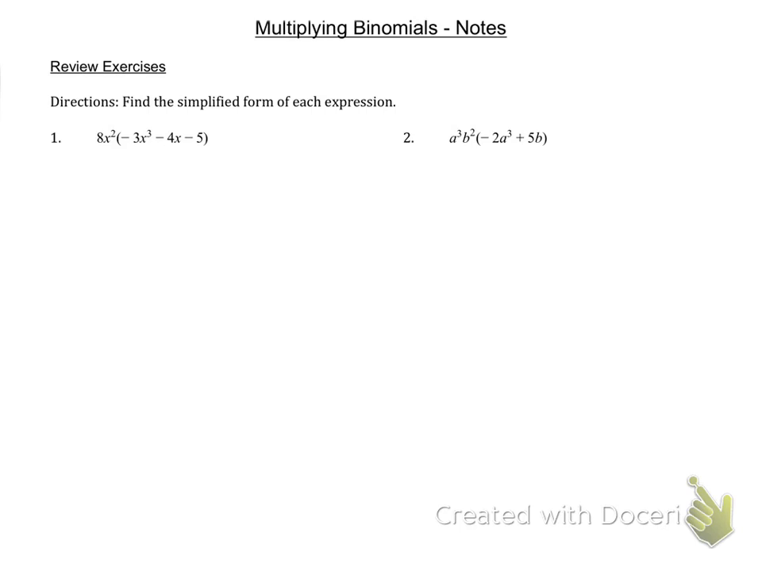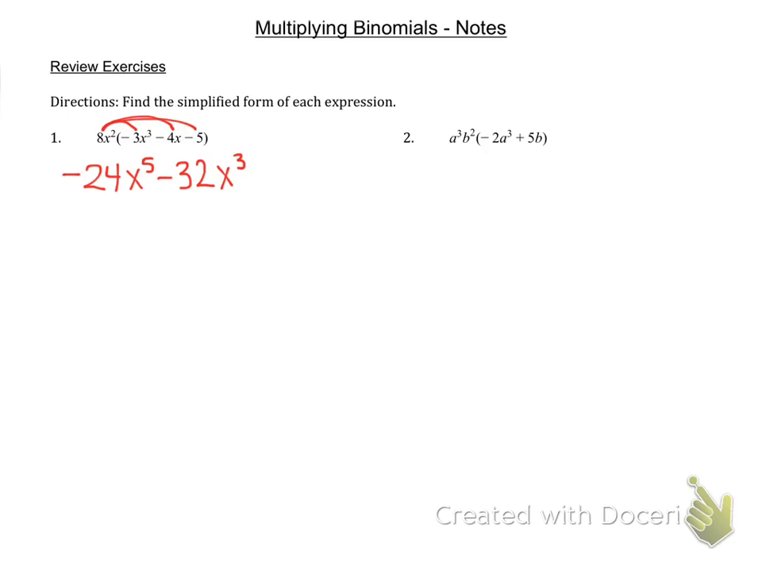So for number 1, I see I have 8x squared times a negative 3x cubed minus 4x minus 5. So here I'm going to distribute the 8x squared to everything inside the parentheses. So I have 8 times a negative 3 is a negative 24. X squared times x cubed, I'm going to add the exponents, so I have x to the 5th. Then 8x squared times a negative 4x is 8 times a negative 4 is a negative 32. And then x squared times x is x cubed.